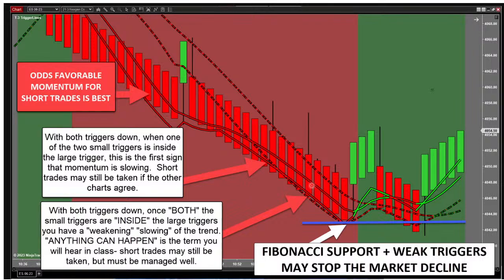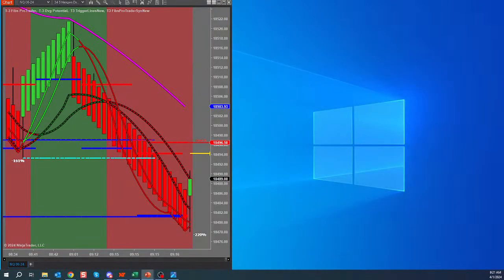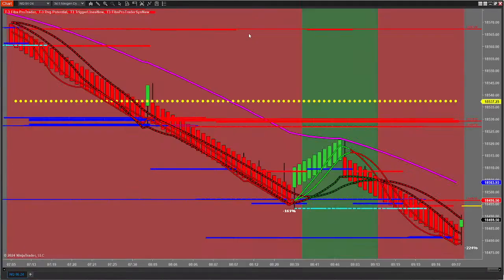And the phrase that you're going to hear in the room, guys, is anything can happen. Anything can happen triggers create deeper retracements. Anything can happen triggers at support or resistance can actually reverse the market at those key areas. And anything can happen is a phrase that reminds you that your advantage is gone. So strong triggers is a separation. That separation says strength. And that strength lets me know that I have a market that's likely to continue in the direction of the trend.